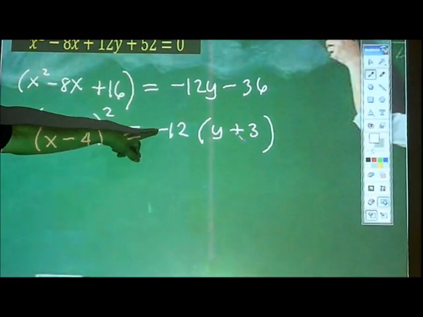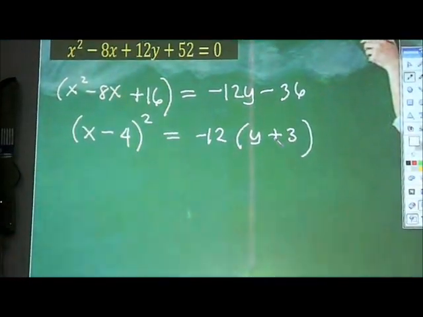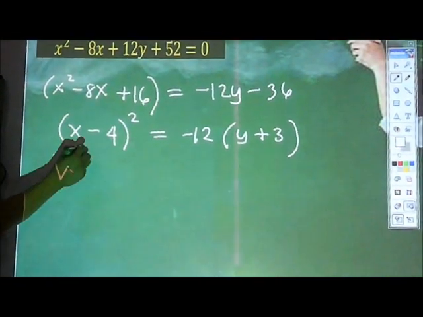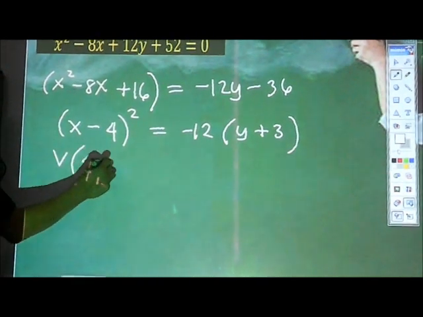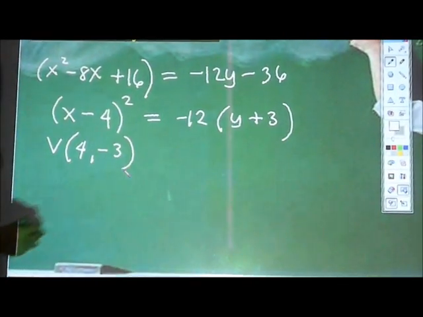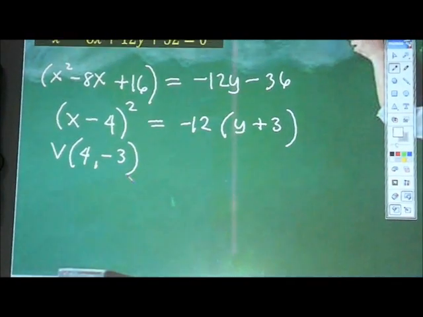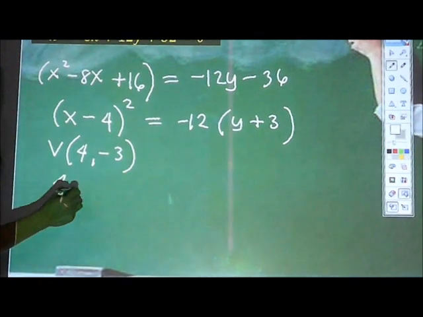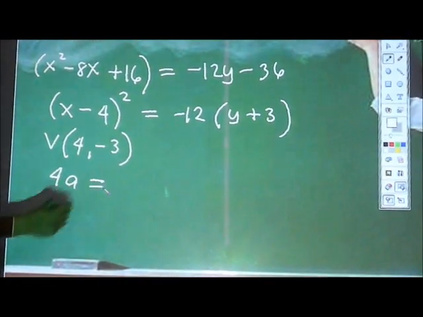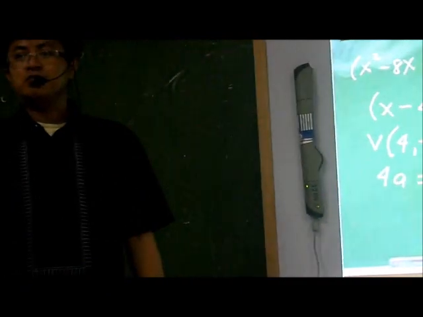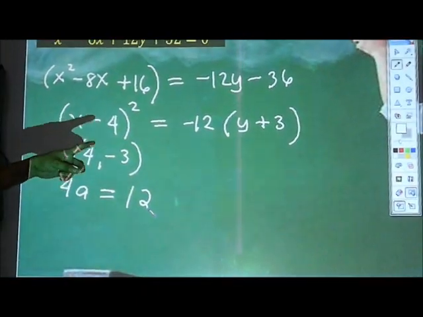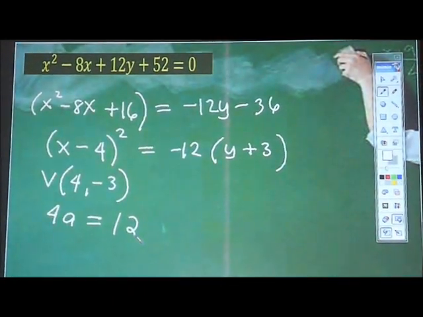X squared downward because that's negative. And what's the vertex? The vertex is at 4, negative 3. We know it's opening downward. What is the length of the latus rectum? What is 4a? Is it negative 12 or 12? It's 12. It's not negative again. The negative sign only tells us the orientation of the parabola, how it will open.